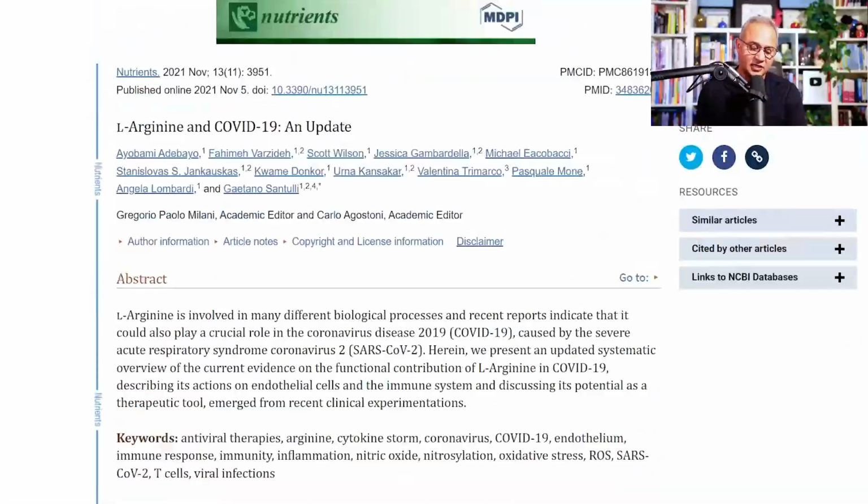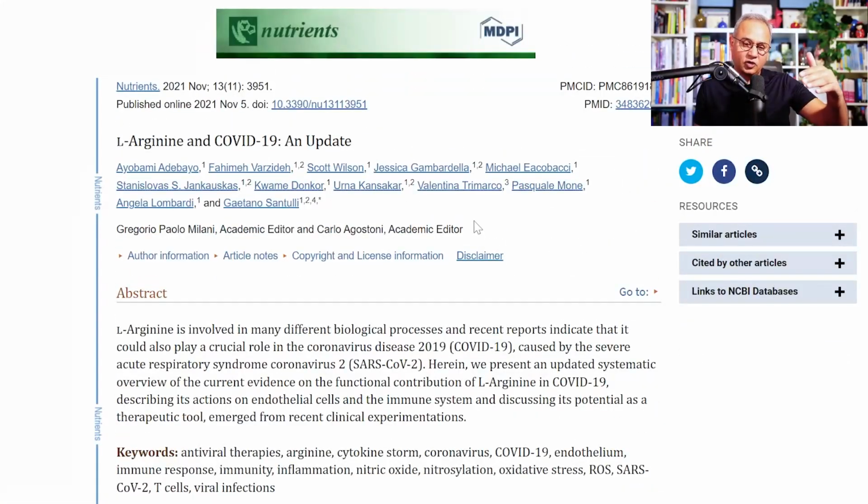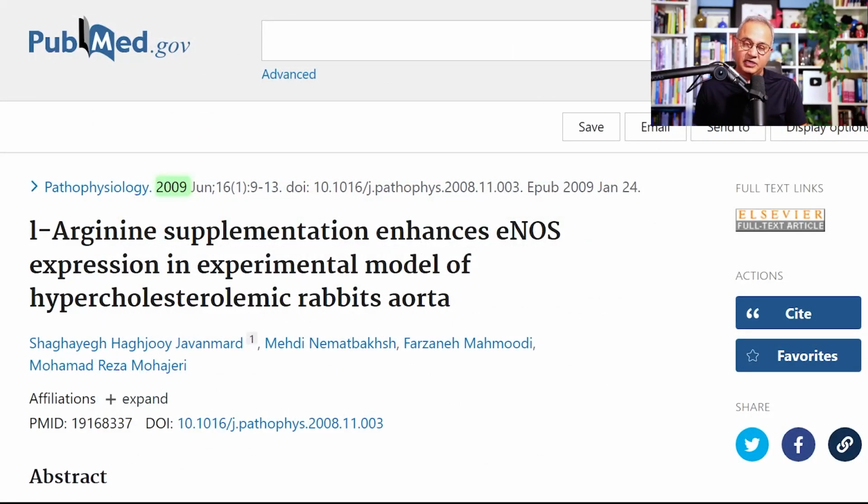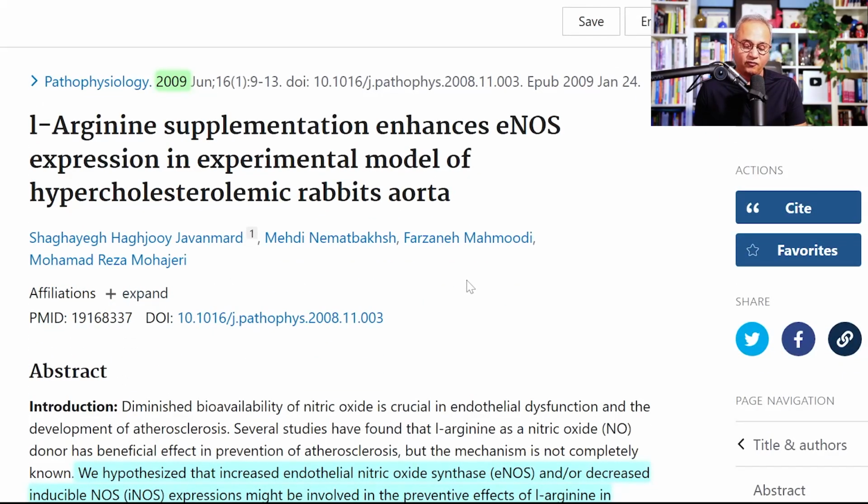So this is a study which you can call a meta-analysis of other studies for levoarginine. Here you see the functional role of levoarginine in NO formation: levoarginine is the substrate used for NO production by NOS or eNOS, due to its ability to cause nitric oxide generation, which has been shown to be a major endothelial relaxation factor. So we saw that. Now, levoarginine supplementation enhances eNOS expression in an experimental model of hypercholesterolemic rabbit aorta.